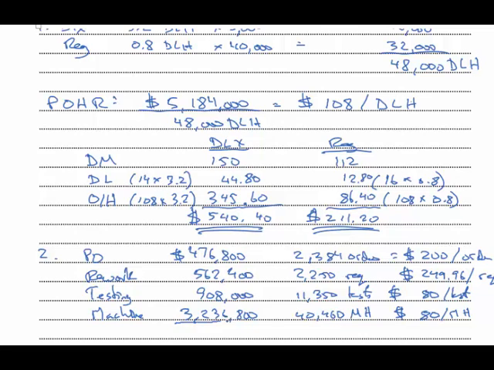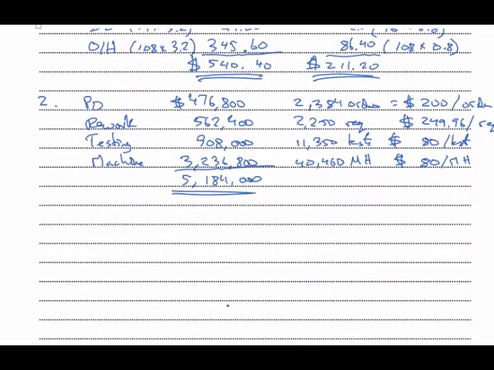And I suppose we could add this all up to confirm and double check that it does indeed come out to 5,184,000, right? Okay, so we now got our rates. We can now use them to allocate our overhead costs to our 2 products and go from there.